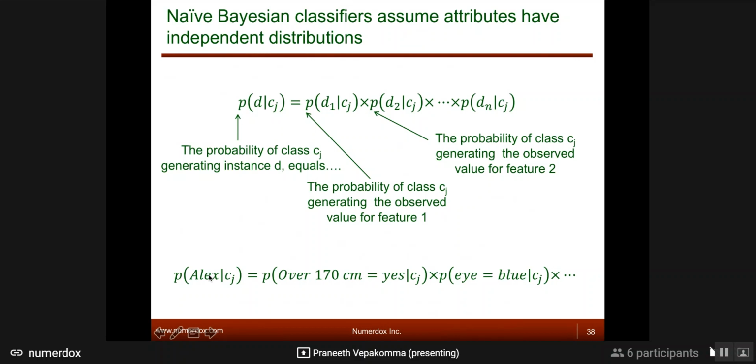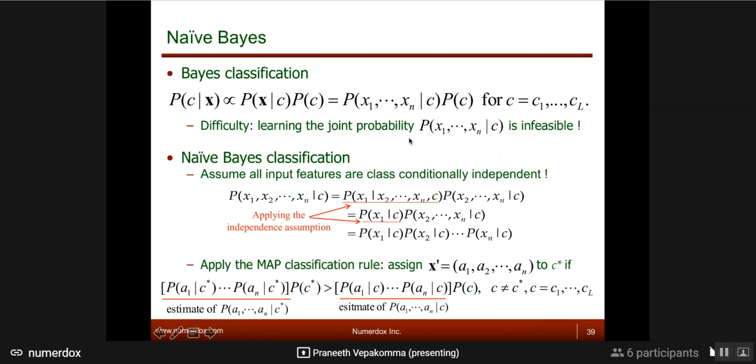So that's what he's doing here. Given the probability of Alex, how many males, if CJ was male, then you want to measure how many males are over 170 times how many eyes are blue. So all the possibilities you multiply, because the law of independence says that for independent events, the conditional probability is equal to the product of their conditional probabilities as well. So that is the naive-Bayes classifier.